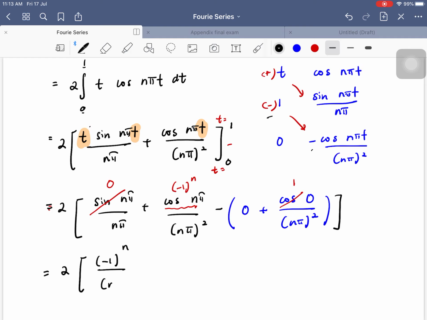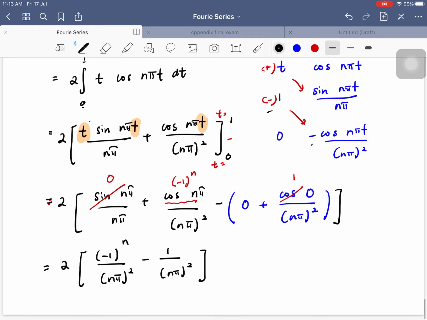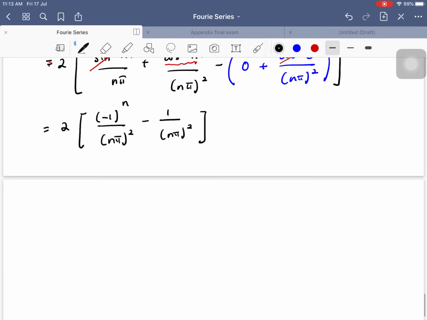Okay, so now when I simplify, I'll end up with negative 1 to the power of n over n pi square at the bottom. That is for the first substitution, t equal 1, and for the second substitution, t equals 0, I'll have minus 1 over n pi square. I'm going to factor out whatever is the same between both of these, and I'll end up with 2 over n pi square times negative 1 to the power of n minus 1. So that is going to be the outcome of my Bn.